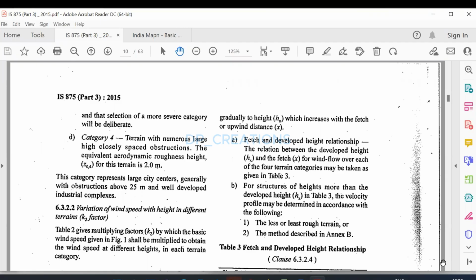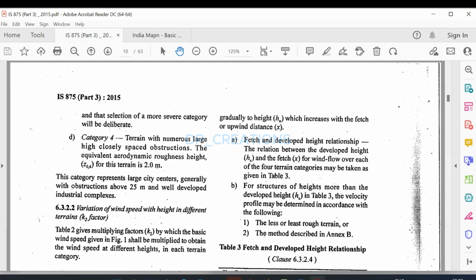Okay, so for this, I think Bombay, Pune, Bengaluru, where closely spaced tall buildings are there, can become category 4. In Calcutta also, not all parts may become category 4. Some new parts where tall residential complexes are there can become category 4. Otherwise, most of Calcutta also comes under category 3 only, like Bhubaneswar.